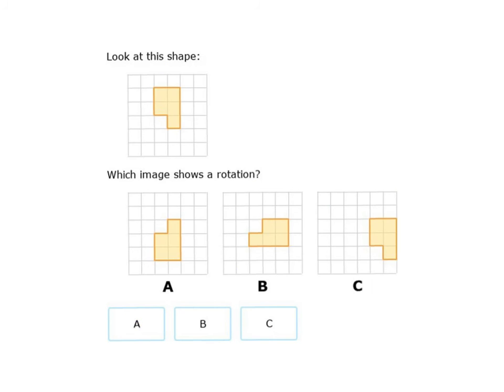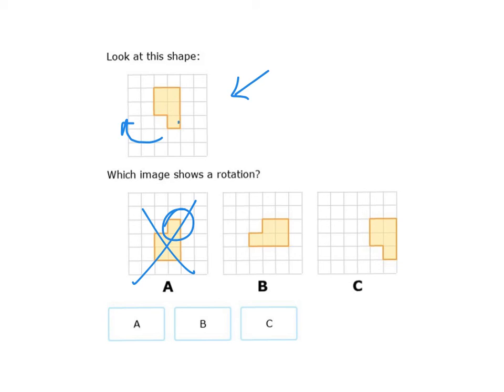I think there's one more. Yep. And the last problem, we're looking at the original shape and we're going to compare it to A, B, and C. We're going to figure out which one has a rotation. So we're going to keep the same size, the same shape, but the orientation is going to change. So if we look at A, if we were to rotate this around, we are not going to end up with the little stub piece sticking up there, so it's not going to be A.